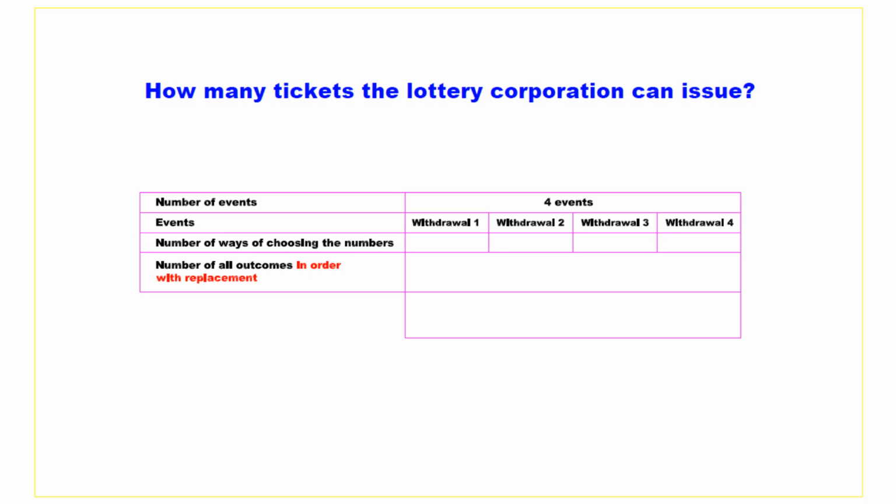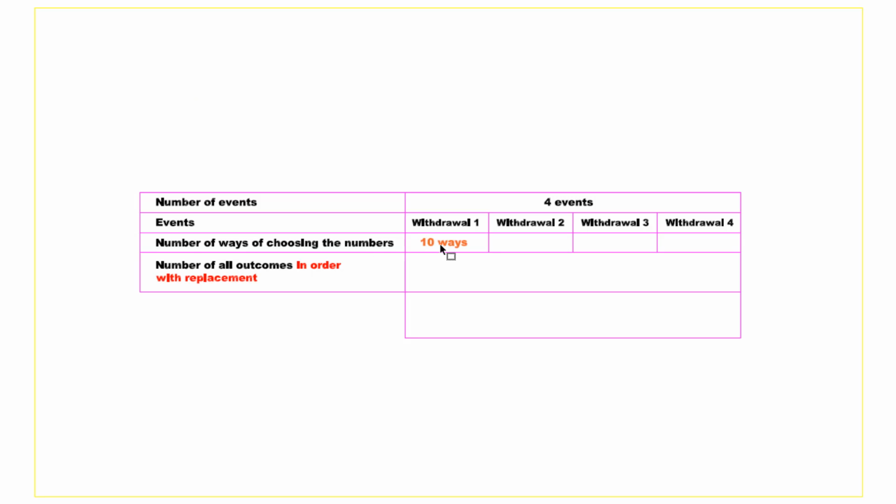So now we have a question: how many tickets can the lottery corporation issue? So we write all these withdrawals in order because order is important. For the withdrawal of the first digit, we have 10 ways. For the withdrawal of the second digit, we have also 10 ways. And the reason why is that every 10 balls are put separately in each urn. So each urn will have again 10 balls to withdraw from, or 10 ways to withdraw that digit.